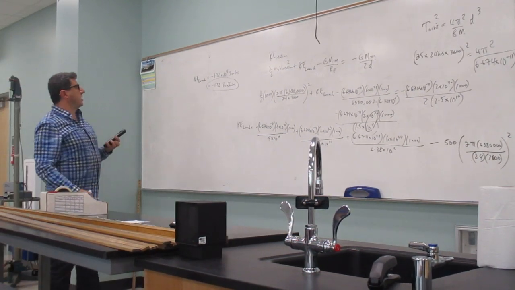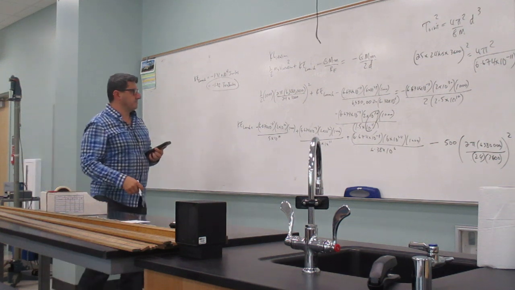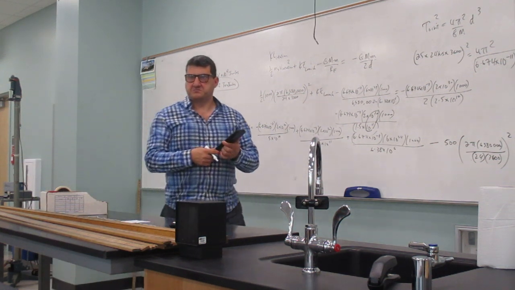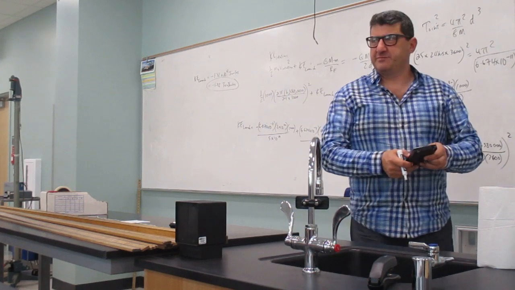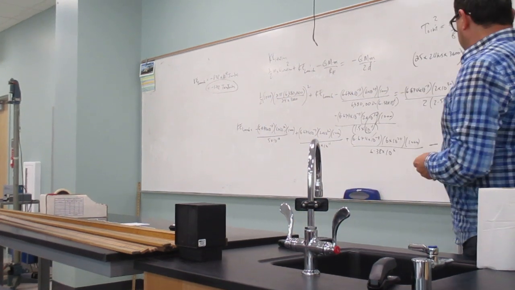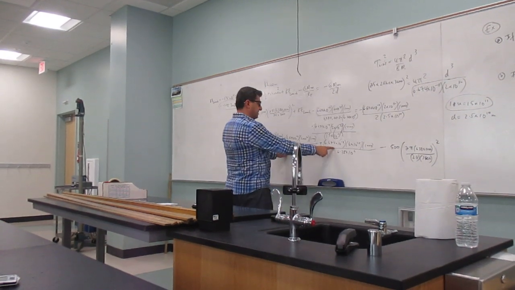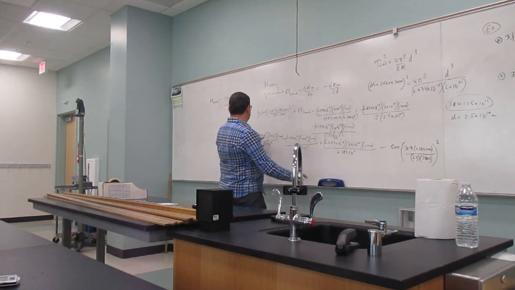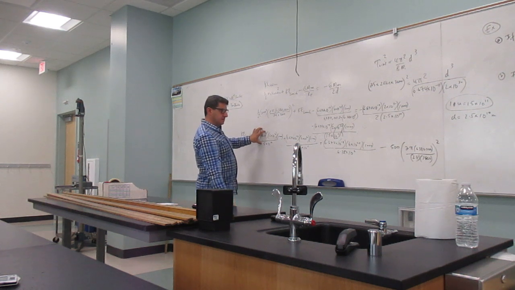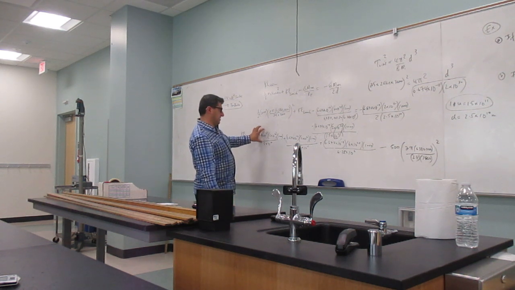Negative 1.72 terajoules. What does that mean? So how does something like this come out negative? You've got two positives, right? And you got a huge negative probably. This is a huge negative.